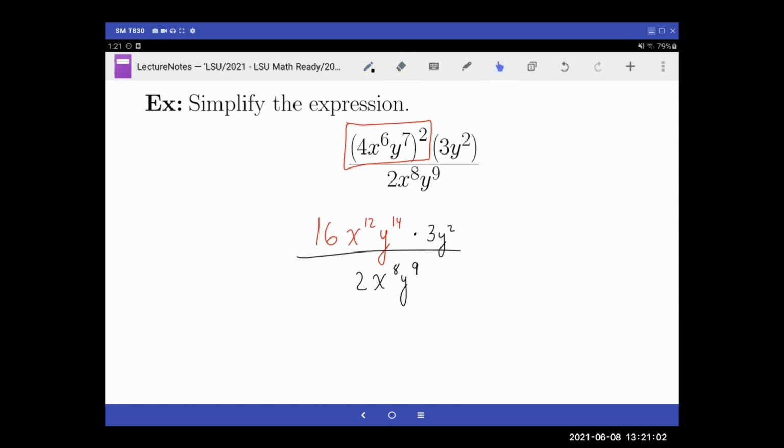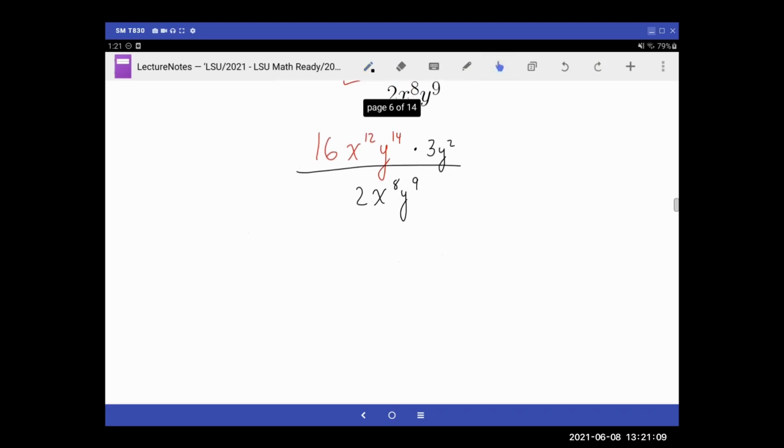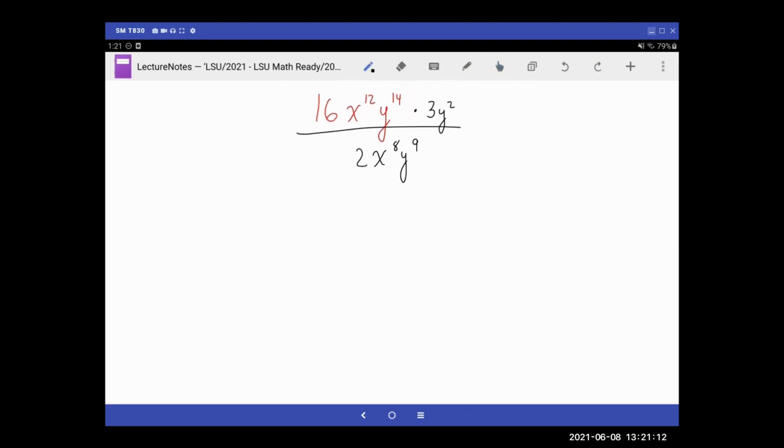And I like to, whenever I finish simplifying one line and I go to the next line, which is just a simplified version of the line before, I like to scroll up so I can't see that previous one. Sometimes it gets more confusing if you can see it all at once. So I'm ignoring the top part. This is what I'm working with now. The top, I see multiplication, 16x to the 12th, y to the 14th, times 3y squared. So pair up what's alike, right? 16 times 3. I know how to do that, right? 16 times 3 is 48. Okay, so that takes care of this.